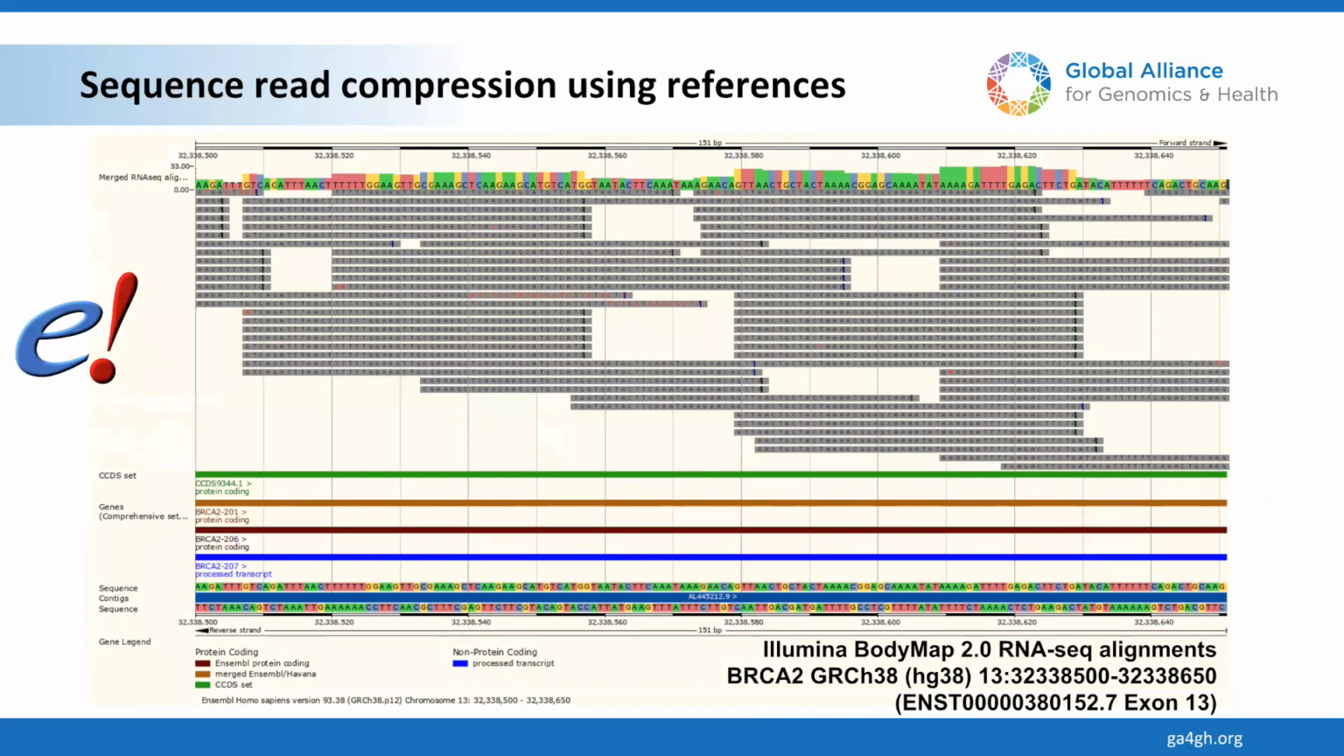Now, one of the other interesting attributes of reference sequences is that we can use them to compress sequencing reads. This is a screenshot from the Ensembl project website, which is a project I'm heavily involved with in my day job. It's an alignment of the Illumina Body Map 2 RNA-seq project to a region of GRCh38, which some of you may know as hg38. And what I wanted to highlight is this little area here. Everything on this screen which is gray is an alignment which is identical to the reference sequence. Everything that is highlighted in a different color, such as red, is a difference from that reference sequence.